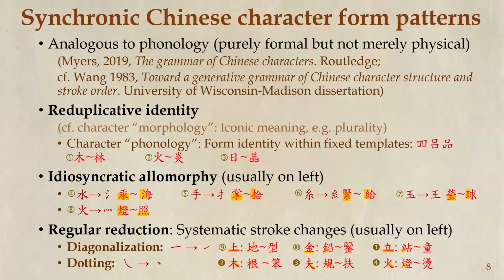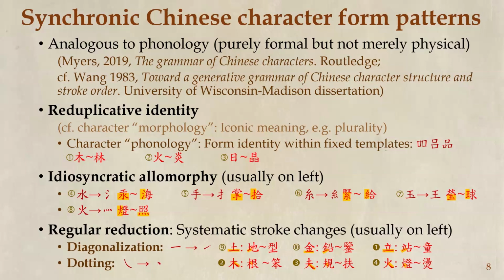It only applies to certain character components. It's not regular. So in 4, for example, this wiggly thing becomes a 3-dotted thing, and this typically happens on the left side for a lot of these components. So like 4, 5, 6, 7, it's happening on the left side. And some of them do this on the bottom, like in 8. This is not a general pattern. This is just lexically specified for each component.